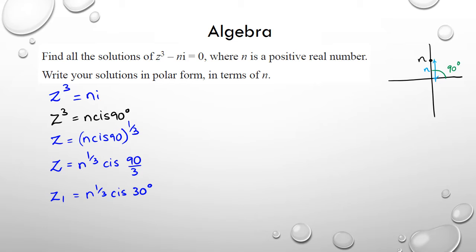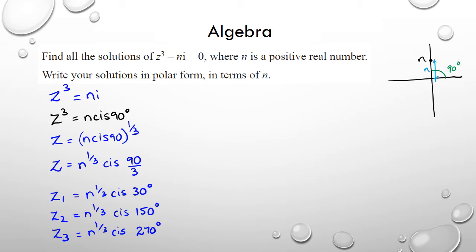3. And if it's 3 roots, what's the angle you need to add? 120. So that means your second root is going to be n to the power of a third cis 150 degrees, and your third root is going to be n to the power of a third cis, what is it? Is that right? 30, 150, and 270. Yep, that looks right. And those are your 3 answers, people.